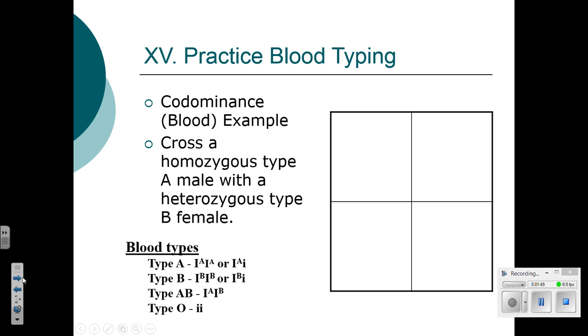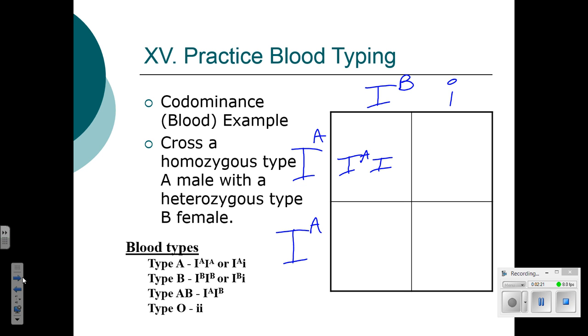So we're going to practice some blood typing. What we want you to do is cross a homozygous type A male with a heterozygous type B female. So again, we've got the genotypes listed down below. So all you have to do is set up your Punnett square. So homozygous type A male. So if he's type A, and it's homozygous, it's got to have 2 of the capital alleles. And a heterozygous type B female. So she's got type B, but she's heterozygous, so she's got to have that little recessive allele.